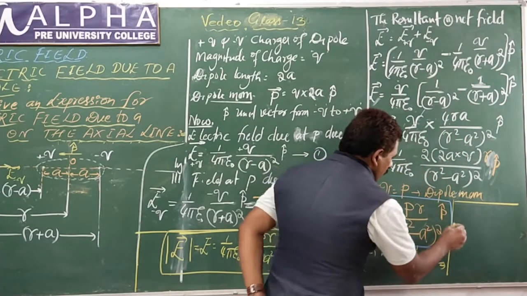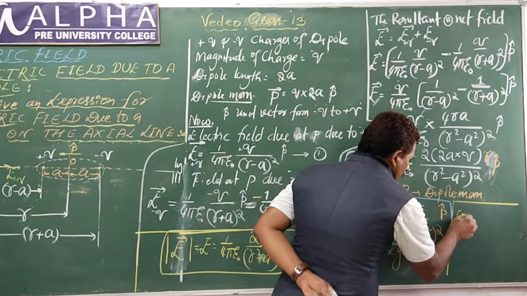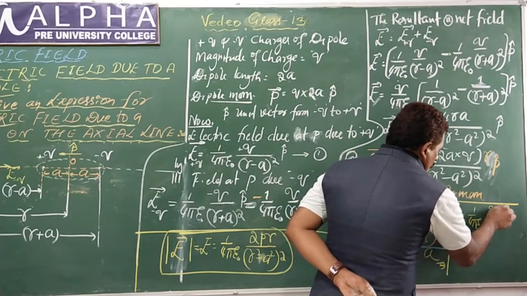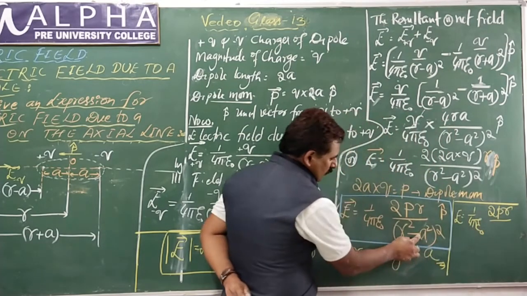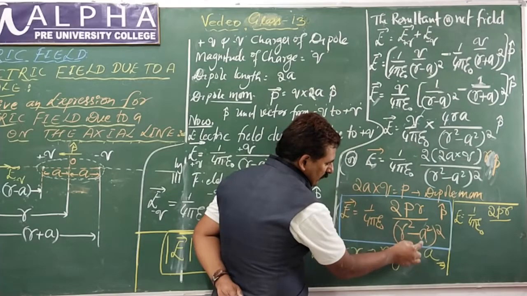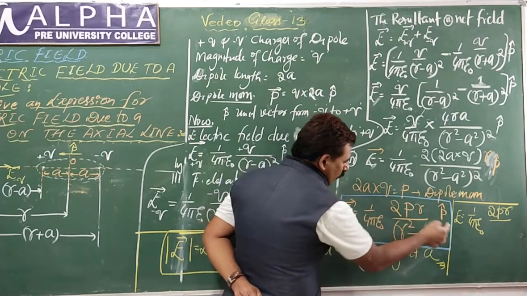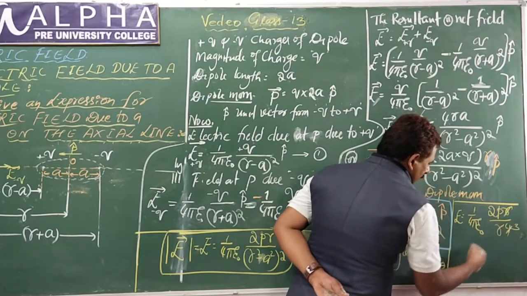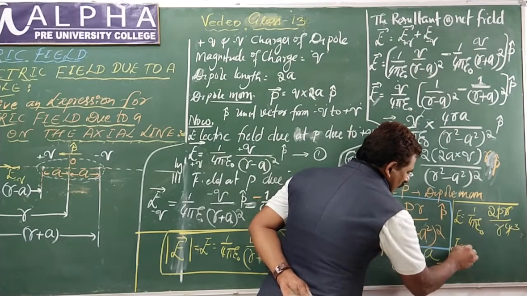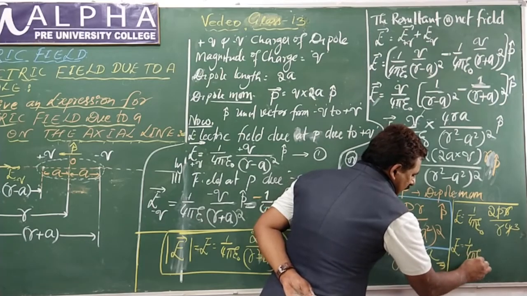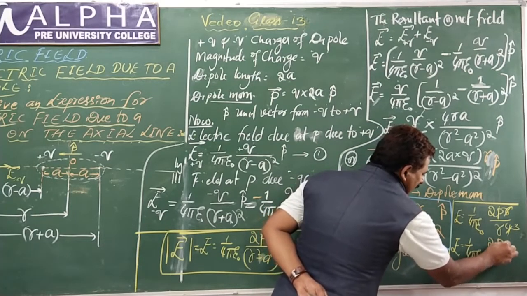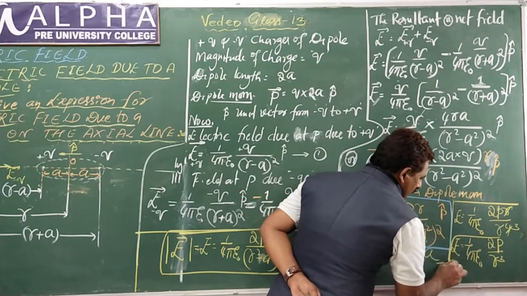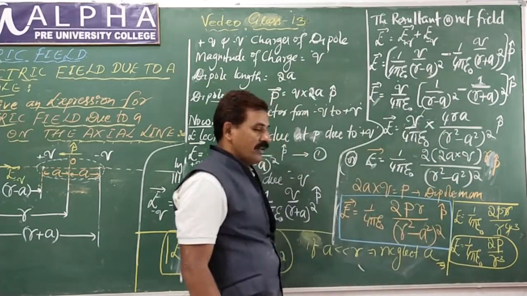Neglect A, you are getting E equals 1 over 4 pi epsilon 0, 2pr divided by, neglect A, r square whole square, r to the power 4. One r cancels, 3 remain. So the final expression is 1 over 4 pi epsilon 0, 2p divided by r cube, 2p by r cube. This is the expression for electric field.